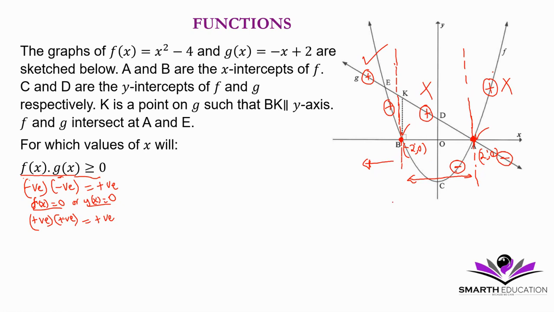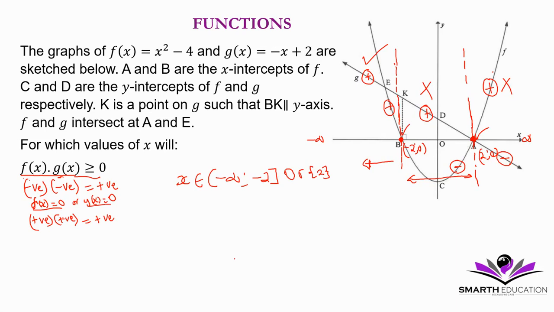So what is our solution? Our x would be from negative infinity, because negative infinity is this side and positive infinity is this side, up to negative 2, with negative 2 included, or 2. At 2, both graphs are 0. 0 times 0 is 0. So that's the solution there.